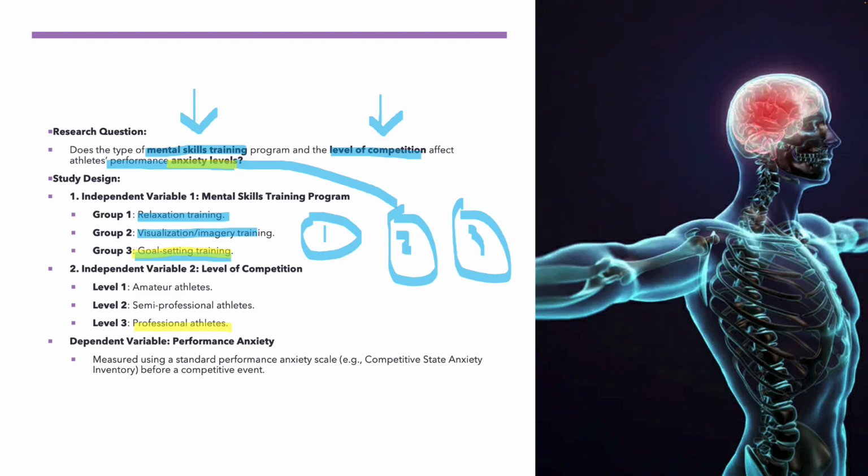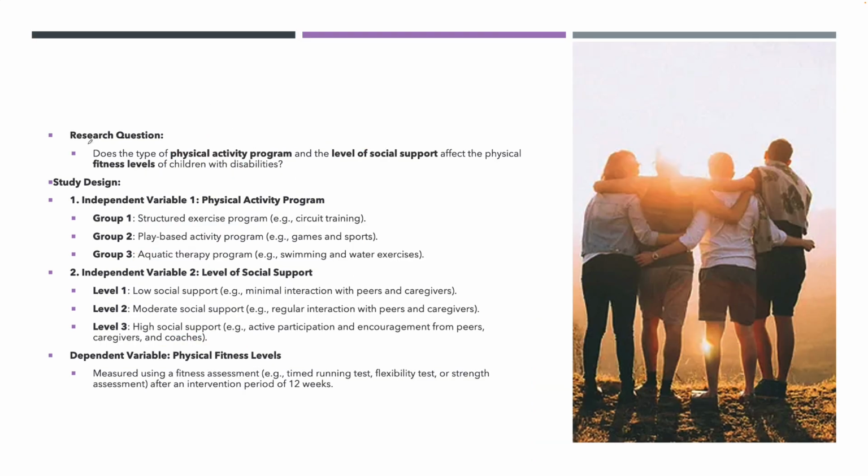And then lastly, for my exercise psychologists, we're looking at types of physical activity program, independent variable 1, and the level of social support, independent variable 2, which I have a picture here, right? We have lots of social support. And how did this affect physical fitness levels, our dependent variable? And again, I have my independent variable 1, which is physical activity programming. I have several different levels, right? I have structured, I have play-based, I have aquatic, right?